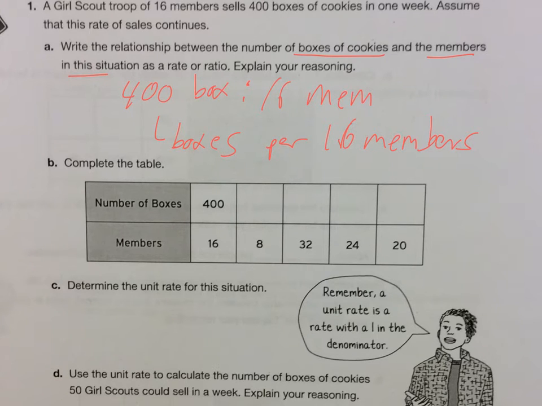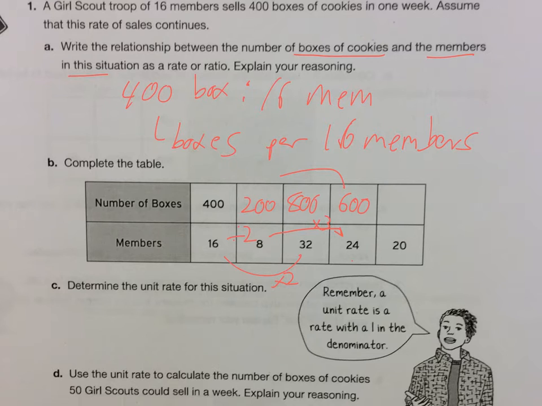So it looks like the number of members, and you have to adjust and scale up and scale down your number of boxes. First one is 16, so it's divided by 2. 400 divided by 2 is 200. 32 would be times 2, so 400 times 2 is 800. 24 would be 8 times 3. So that works. So then I do 200 times 3, which would be 600.